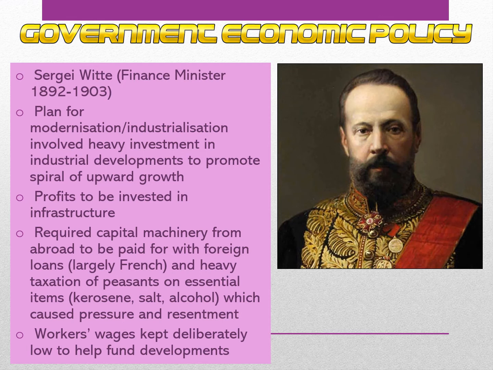In terms of their economic policy, we have Sergei Witte here, financial minister from 1892 to 1905. He had a plan for modernisation and industrialisation, which involved quite a lot of heavy investment in industrial developments to try and promote a spiral of upward growth. He thought profits would then be invested in infrastructure, but that it required capital machinery from abroad to be paid for with foreign loans, largely from France, and heavy taxation of peasants on what he called essential items, so kerosene, salt, alcohol and things like that.